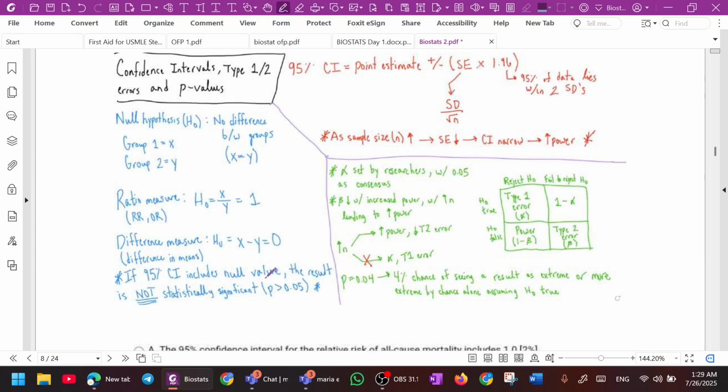But it comes from X over Y. So let's say X is one, Y is one. One over one is one. Okay, that's what he was saying.